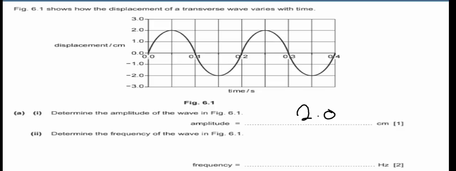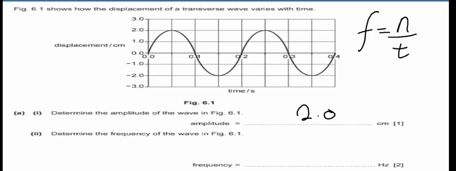Then as for Roman number 2, it is saying, determine the frequency of the wave in figure 6.1. So the first thing here, we need to know the formula for calculating the frequency. Frequency is equal to the number of successive waves divided by the time taken for successive waves to be produced. Now, by definition, we can say frequency is the number of waves or successive waves produced in 1 second.